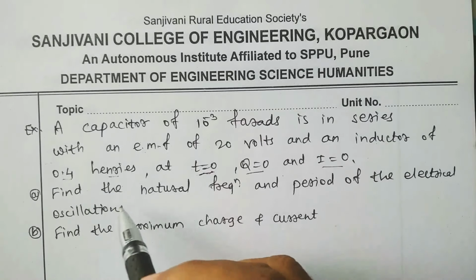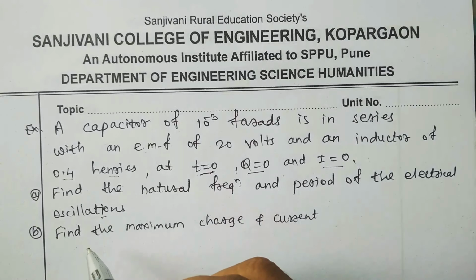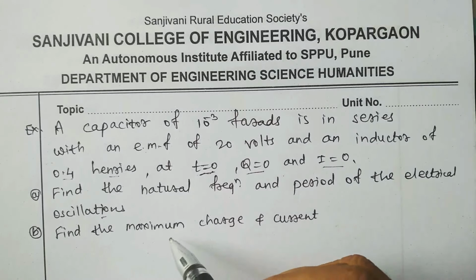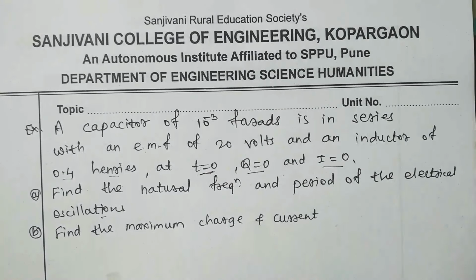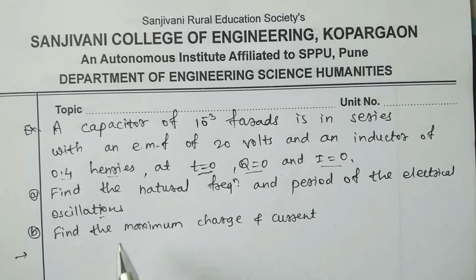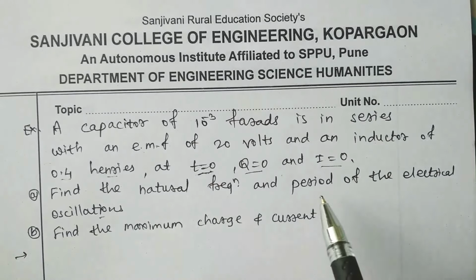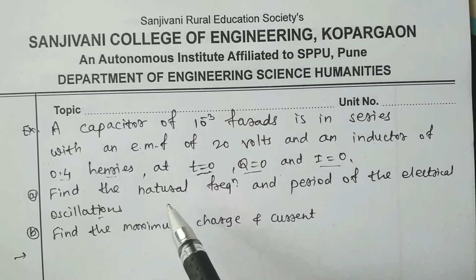The question is to find the natural frequency and period of the electrical oscillations, and also to find the maximum charge and current in the circuit. So for that, solution. For the first part, find the natural frequency and period of the electrical oscillations. It doesn't require any differential equation, we can find it directly.